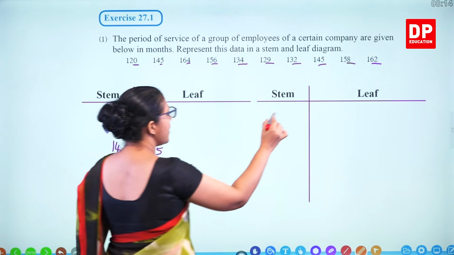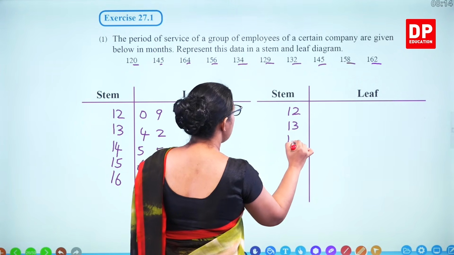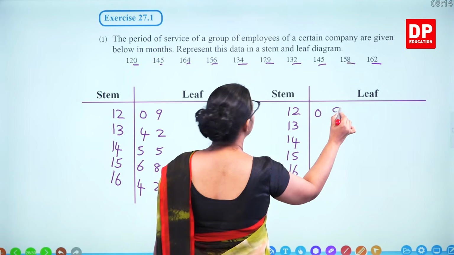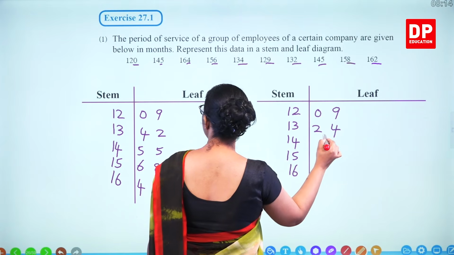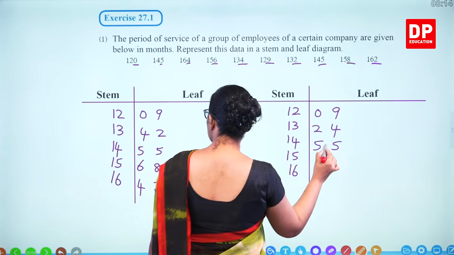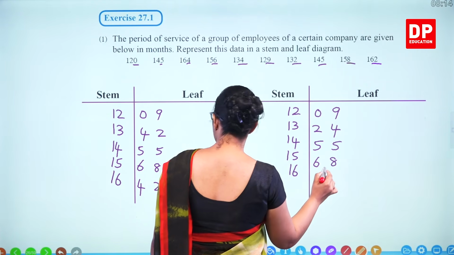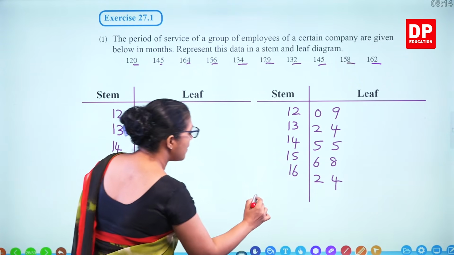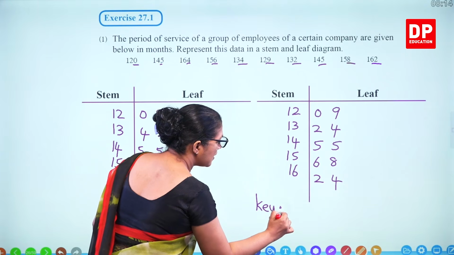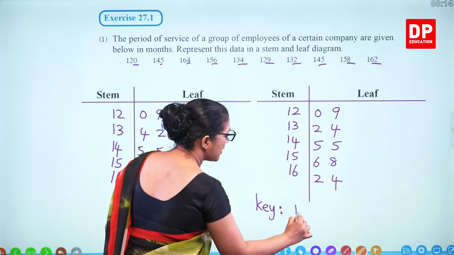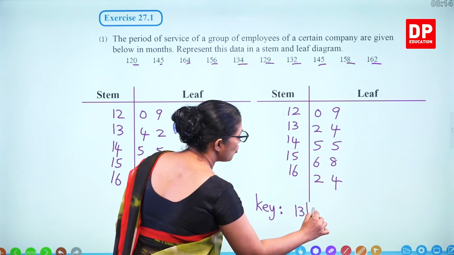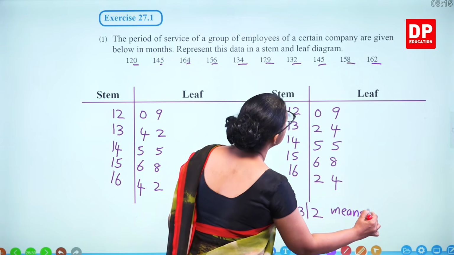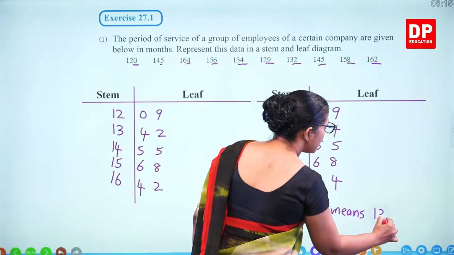Now you can rearrange this in ascending order. So 0, 9, 2, 4, 5, 5, 6, 8, 2, 4. So this is the final diagram. And now give the key. Key is, you can take any value. I'll take 13 stroke 2 means, these are 3-digit numbers, so that's 132.